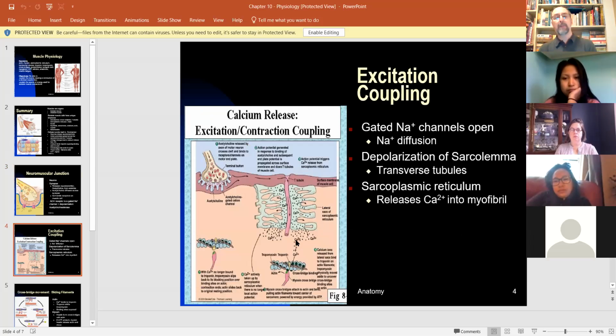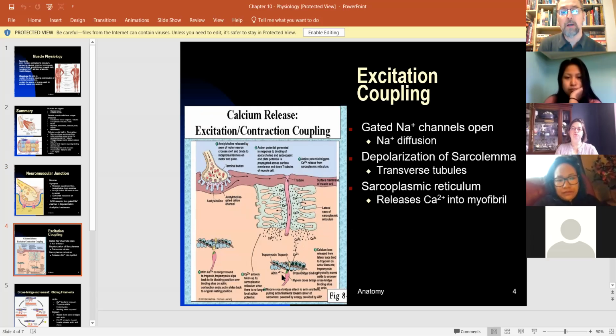The second step is called excitation coupling. It's where that action potential gets out and it travels across the muscle cell membrane and then down the T-tubule. Okay, when that change reaches the T-tubule, that causes it to release calcium ions. So the excitation that occurred here is actually going to excite the actin and myosin. So this is why it's excitation coupling.